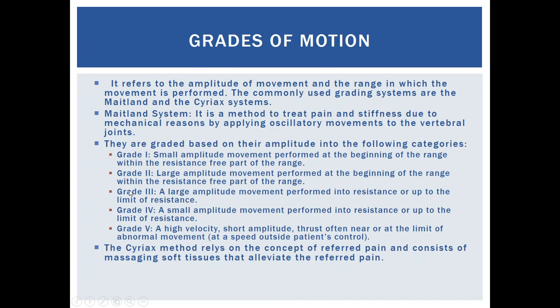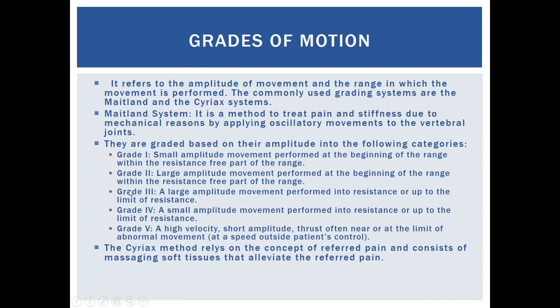So the Maitland system considers treatment of pain and stiffness due to mechanical reasons by applying oscillatory movement to the vertebral joint. Now, these are graded based on their amplitude into grade 1 to grade 5, right?